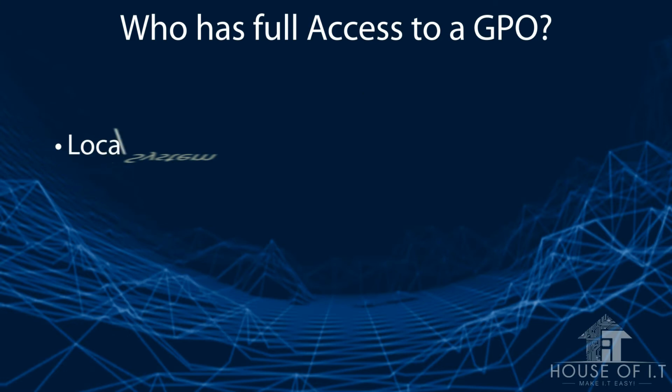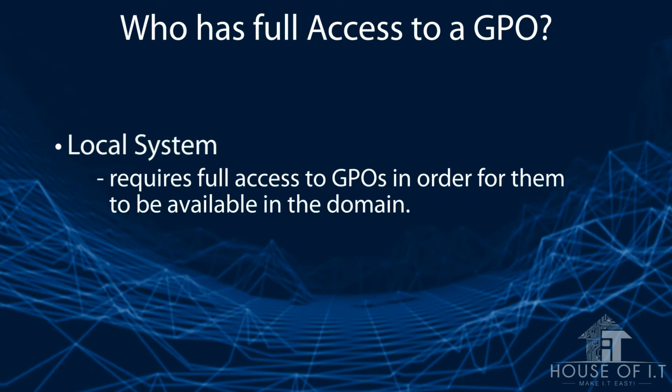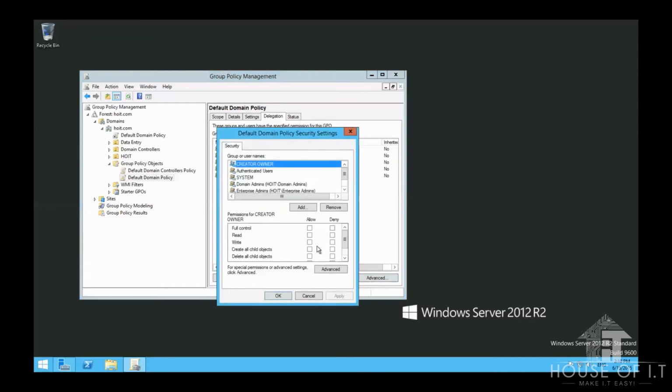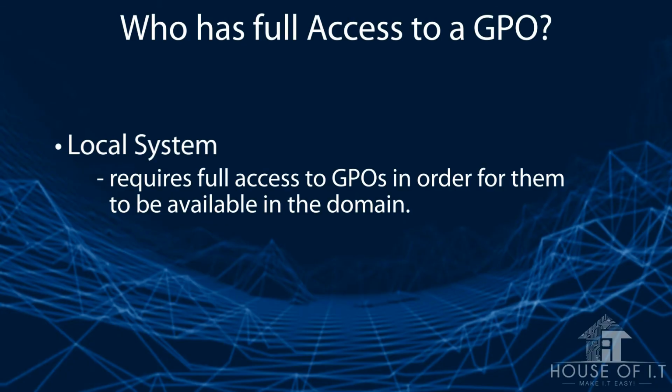Then we move to the last one, which is the local system, which requires full access to GPOs in order for them to be available in the domain. You should also note that for GPOs to work, read and apply needs to be activated from the GPO settings of authenticated users, which practically consists of everyone in the domain. Although, you can make exceptions for some users.